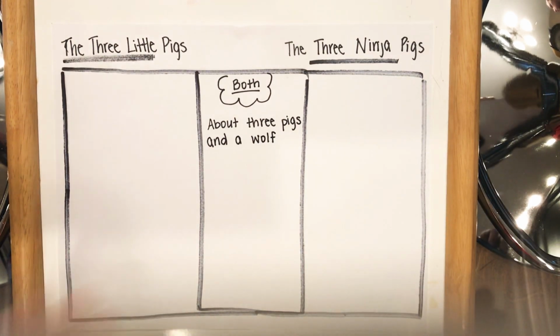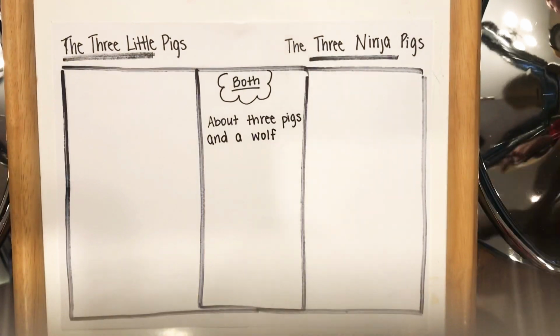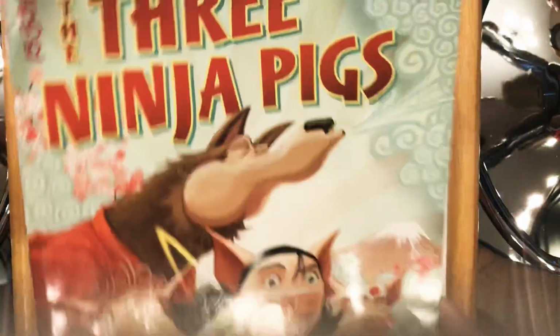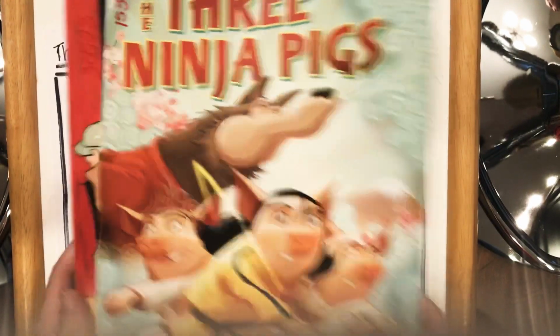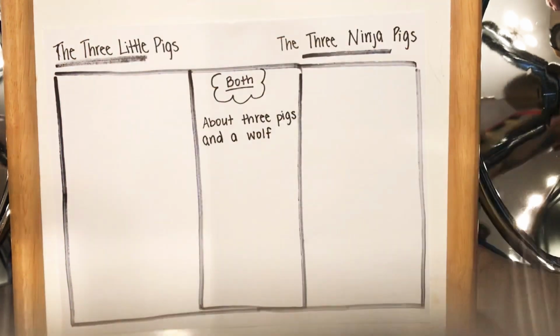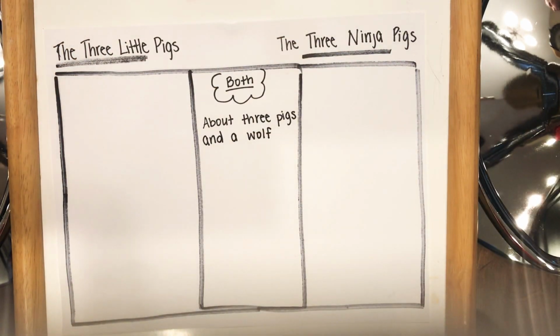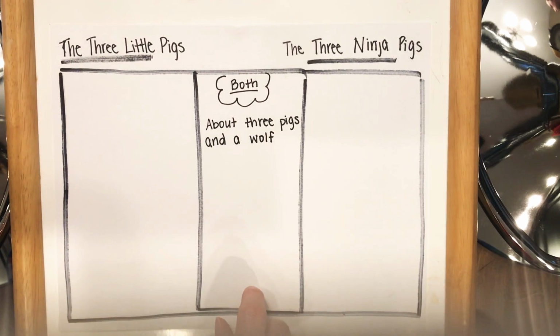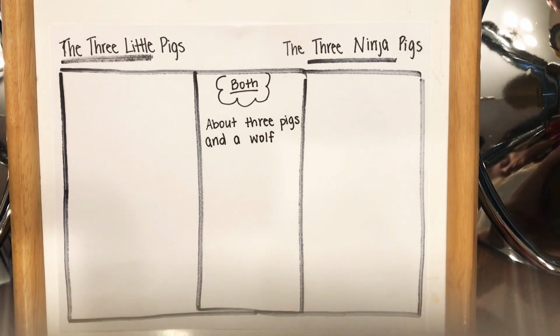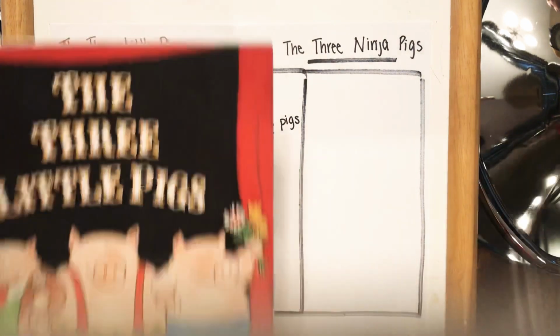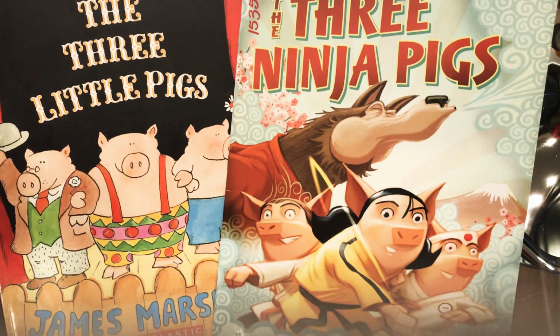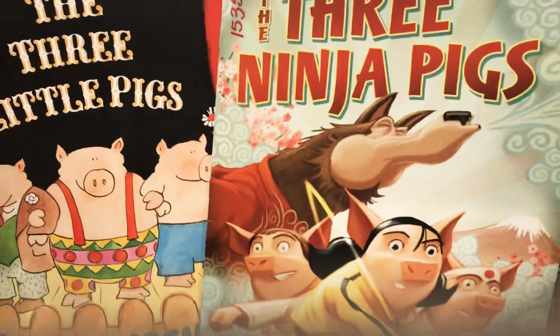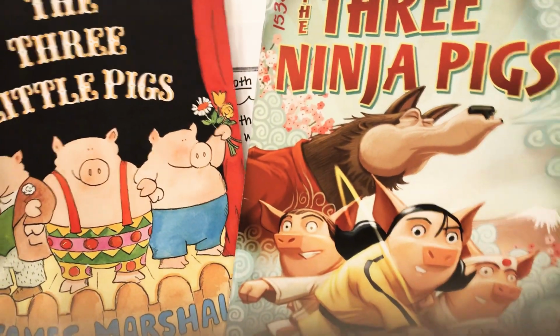So that was pretty open, right? We knew just even looking at the cover that there were going to be three pigs in both stories, but only having read the book would we know that there is a wolf in this one. I'm trying to think of other things that both of these books talk about. Maybe think to yourself for a minute. What were some different things that these books have in common, or how are they different?